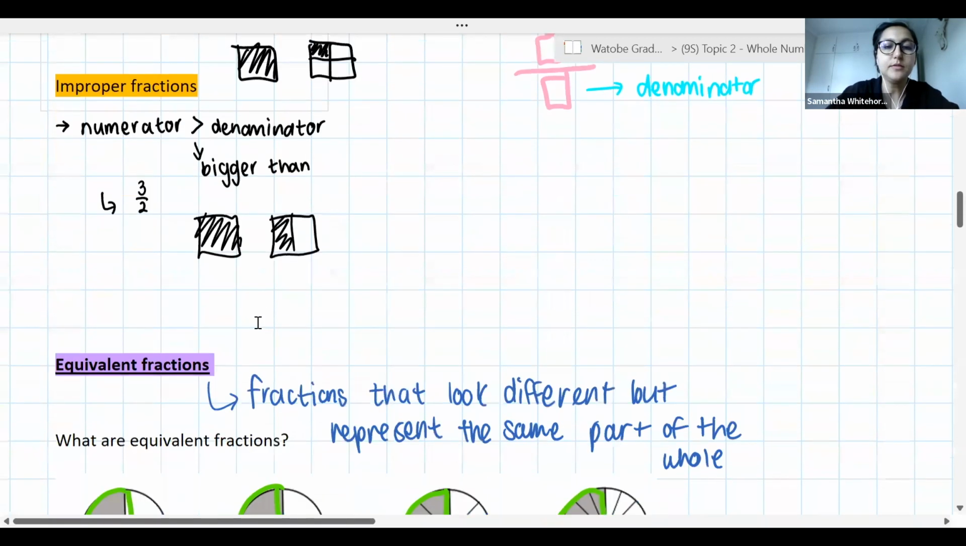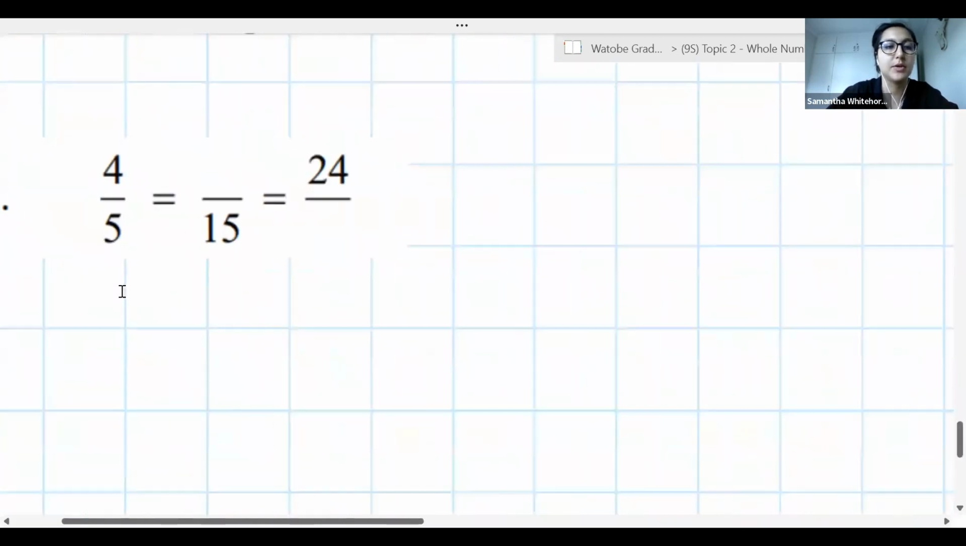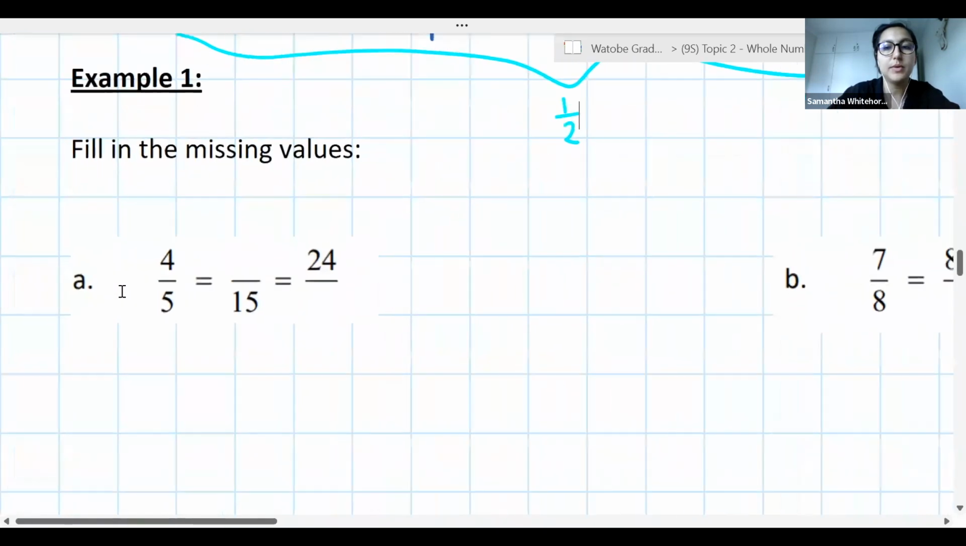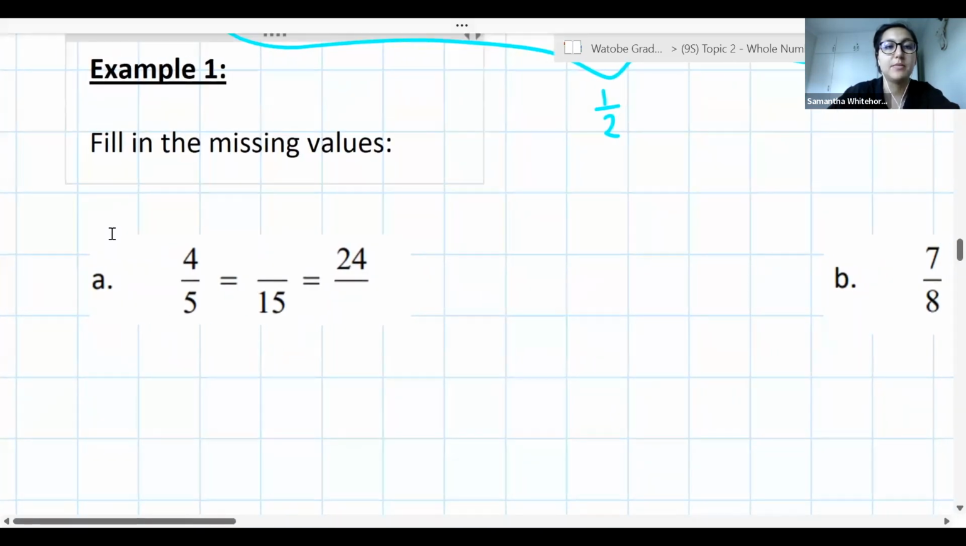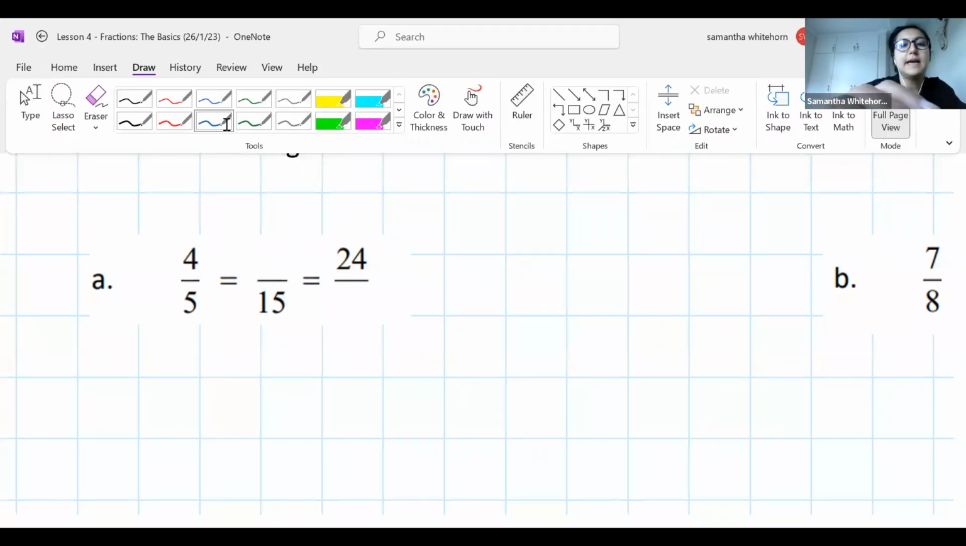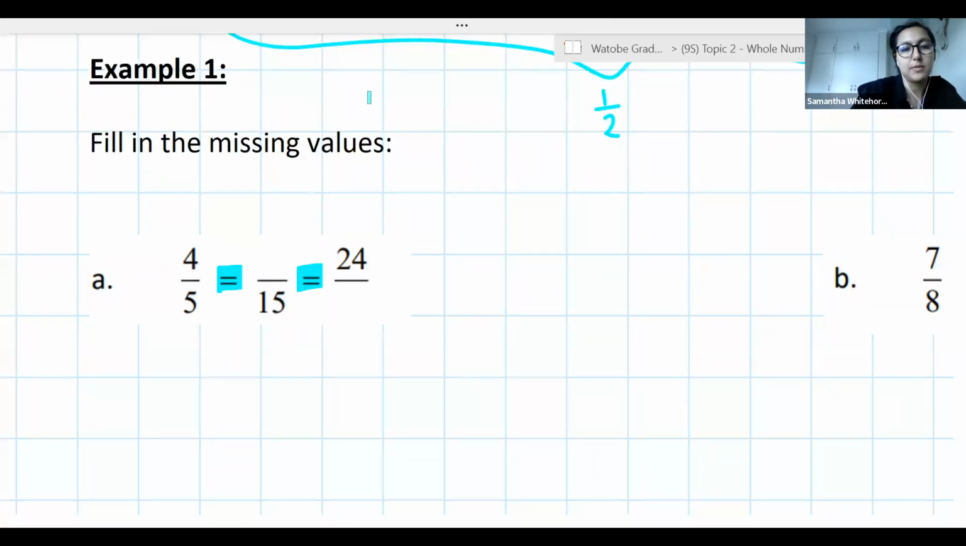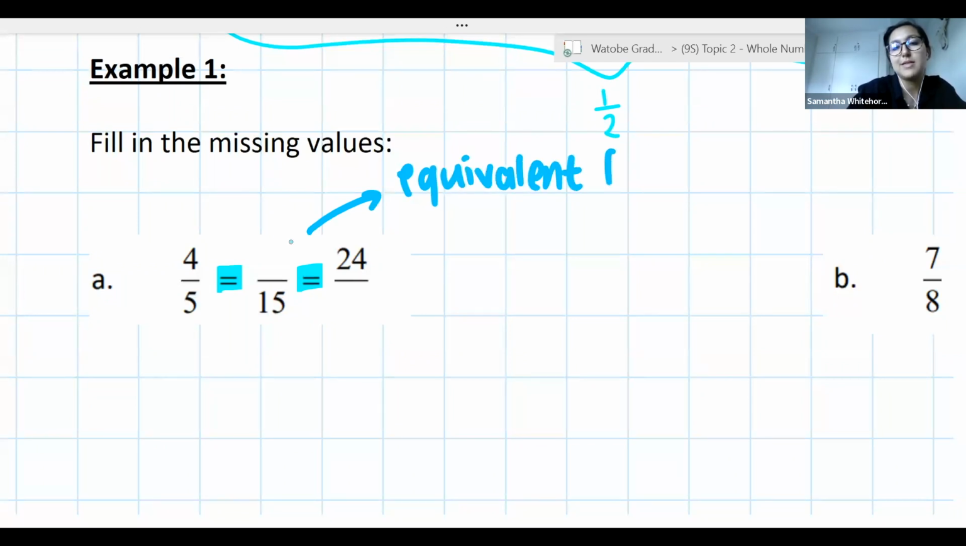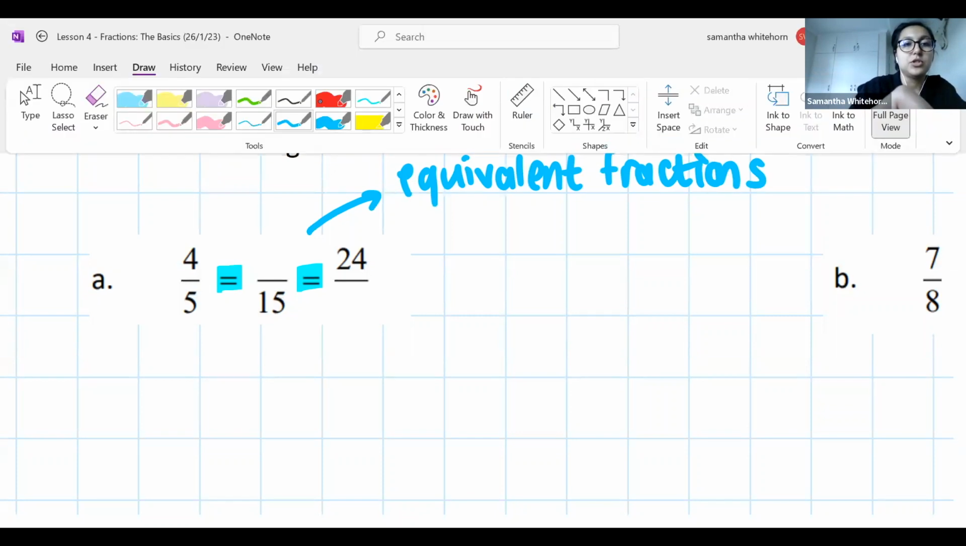Okay. All right, so let's have a look at working with some equivalent fractions here. What we want to do is fill in the missing values. Now, what you need to take note of in these examples is the fact that we have an equal sign between these fractions. And because there's an equal sign, it means that we're working with equivalent fractions. They are equal to each other. They represent the same amount.